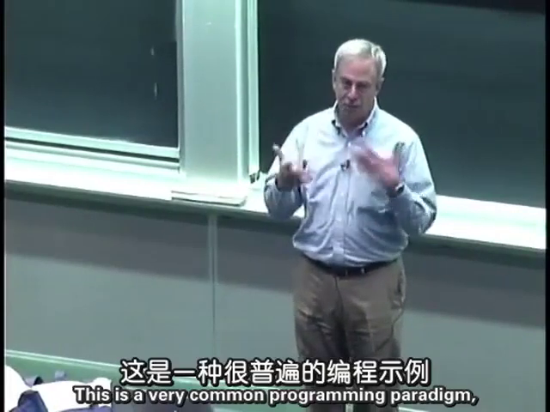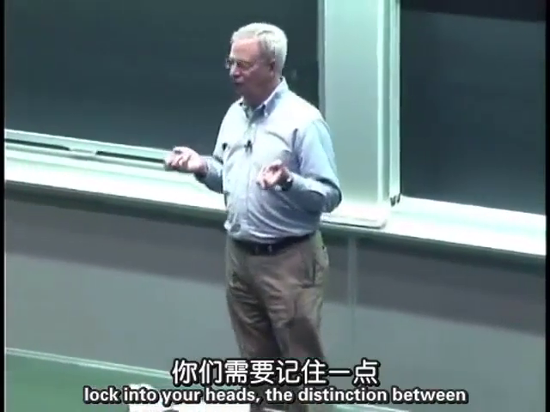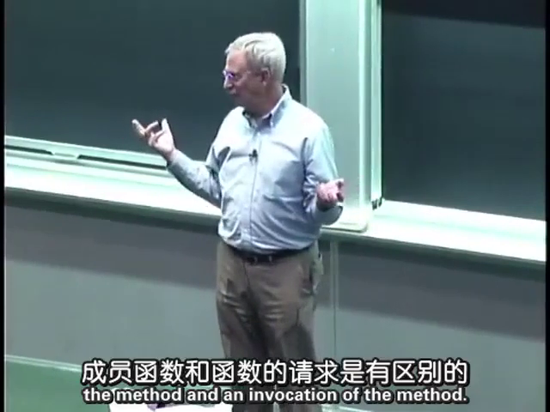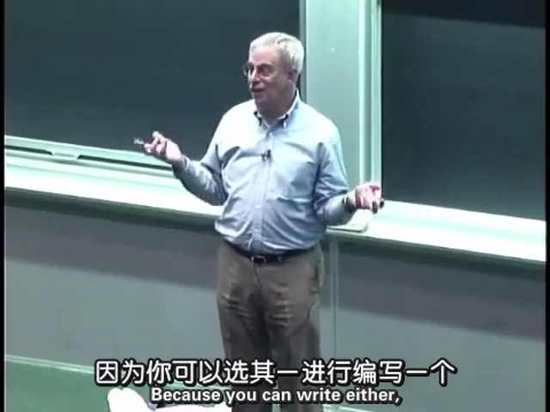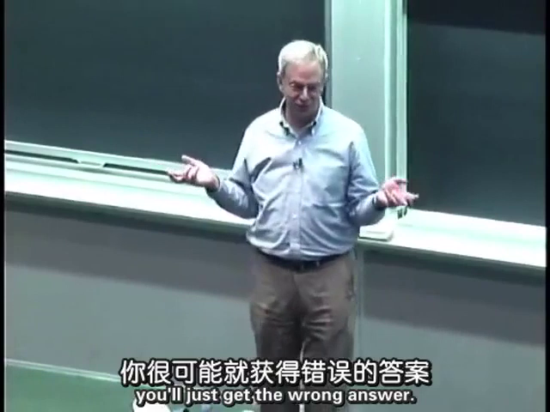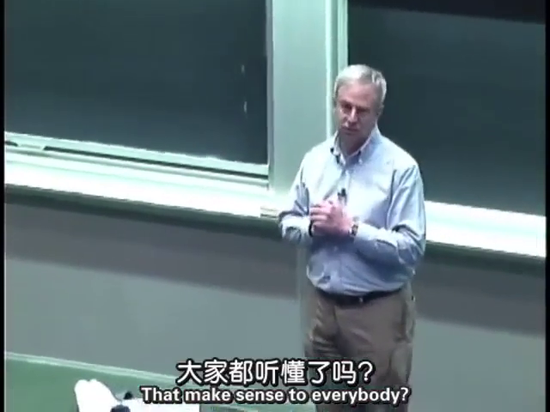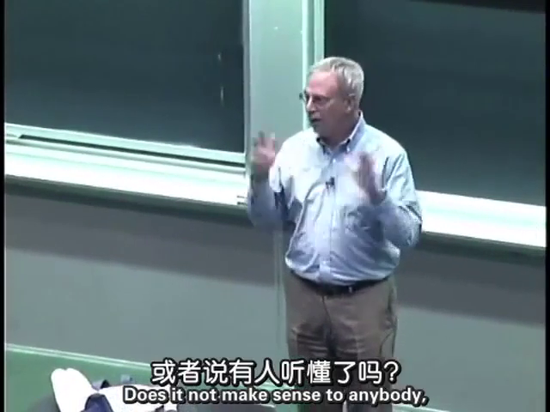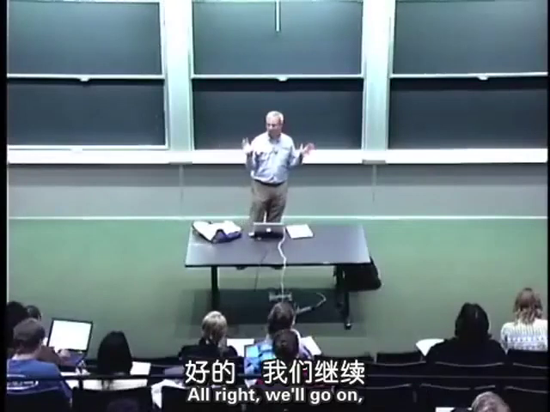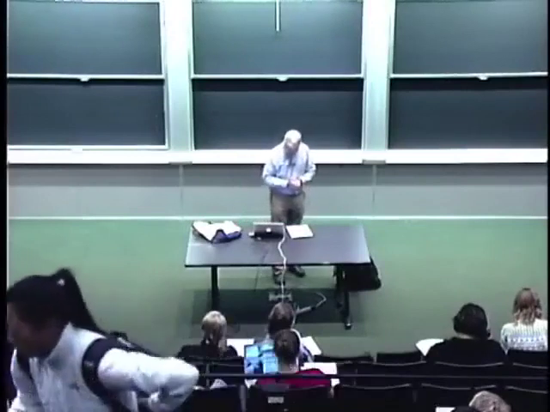This is a very common programming paradigm, and it's important to lock into your heads the distinction between the method and an invocation of the method. Because you can write either, and sometimes you won't get an error message. You'll just get the wrong answer. And that's kind of bad. Does that make sense to everybody? Does it not make sense to anybody, maybe is the question I should ask. All right, we'll go on, and we'll see more examples of this kind of thing.